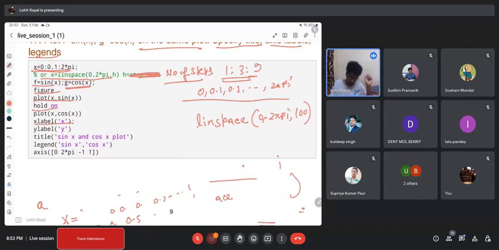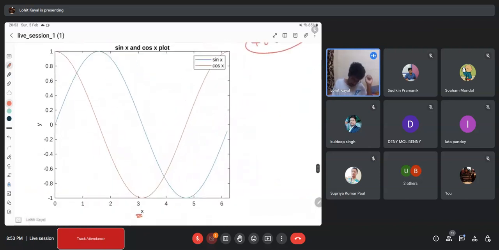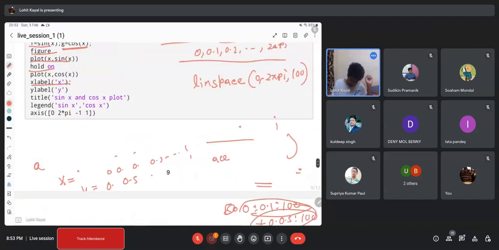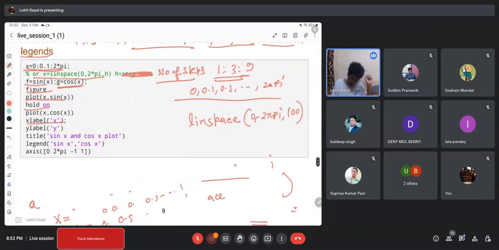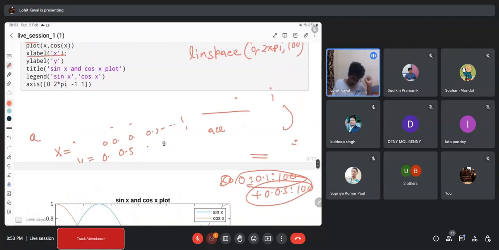Then x label x, that means it will define the label of x on the x-axis. This is x, and y label is y. If you see the plot, this is x and this is y. And title, again it will appear as a string inside the quotes, sin x and cos x plot, legend sin x comma cosine x, and axis 0, 2 pi, minus 1, 1, and what I have told, that this command exists.